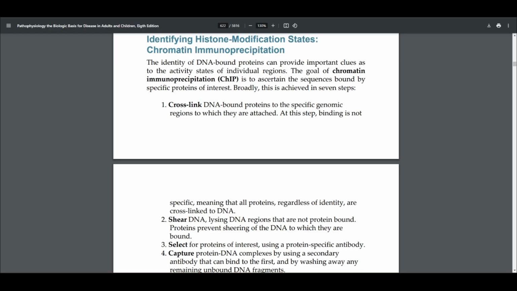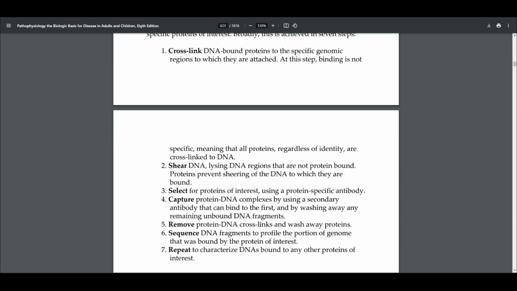The identity of DNA-bound proteins can provide important clues as to the activity states of individual regions. The goal of chromatin immunoprecipitation is to ascertain the sequence bound by specific proteins of interest. Broadly, this is achieved in 7 steps. The cross-link, the shear, select, capture, remove, sequence, and repeat. I'll leave that up for just a moment so you can look at what each of those steps individually do, and we'll keep going.